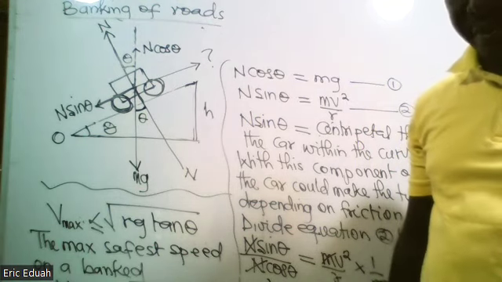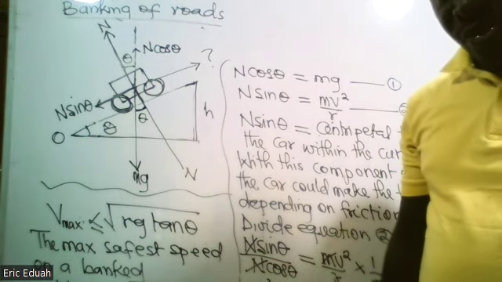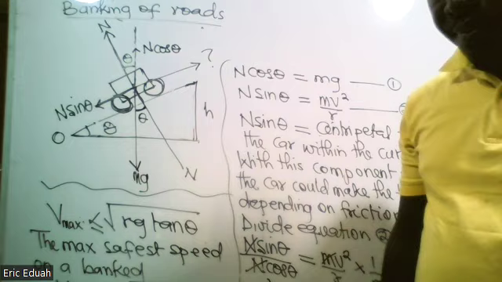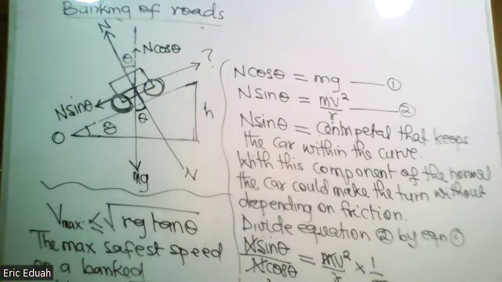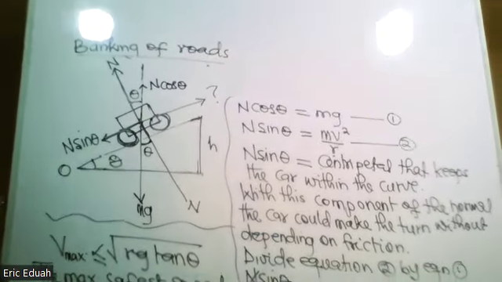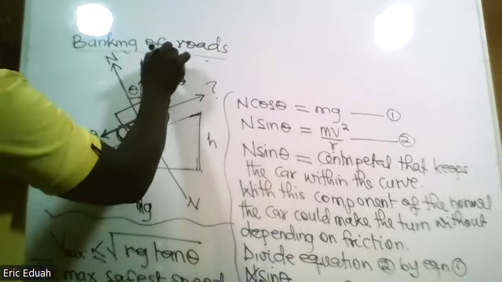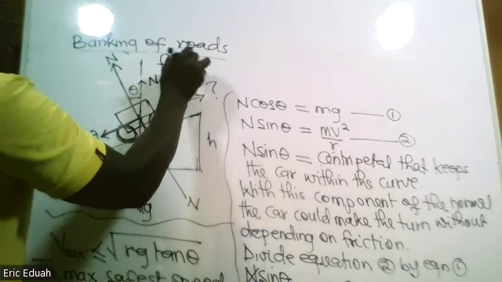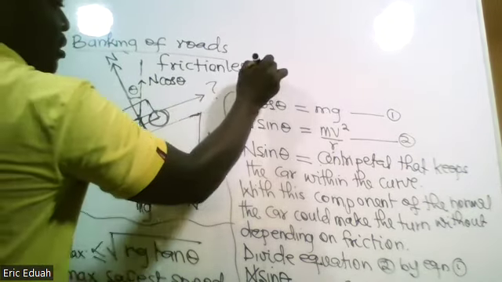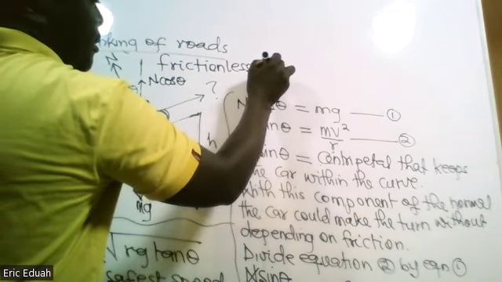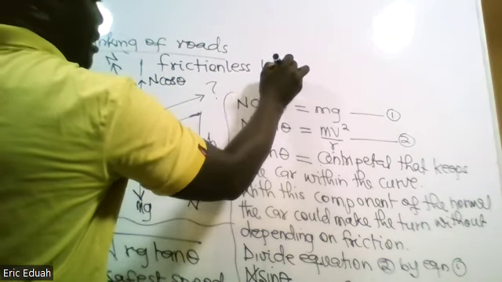Please, any question? Because you are going to look at when there is friction on the road. So this is for frictionless banked roads.